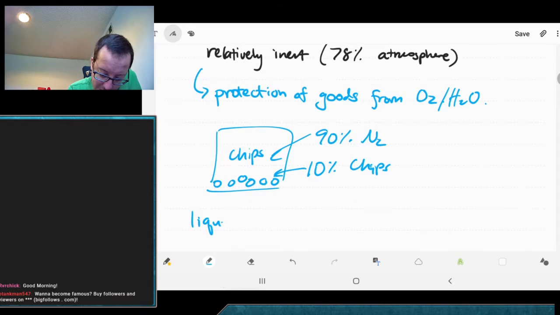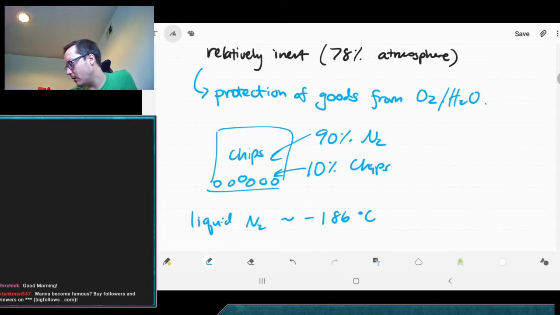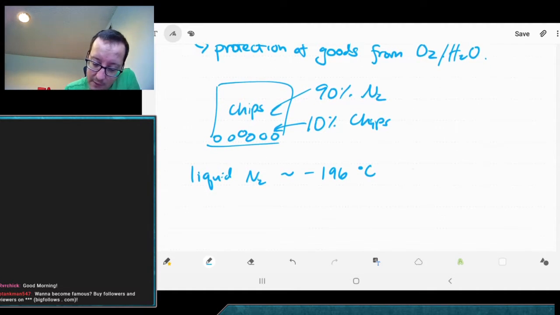However, we remember liquid nitrogen is around negative 186 degrees Celsius, if I remember correctly, or was that oxygen? I forgot. We had it yesterday. I think 196 actually. That seems more correct. 198? Somewhere around there.